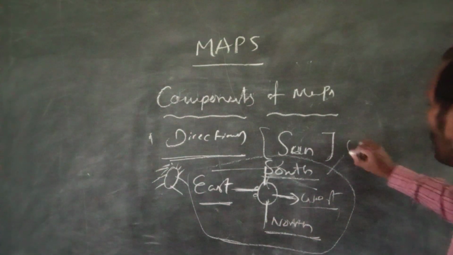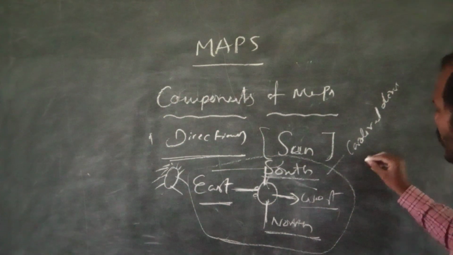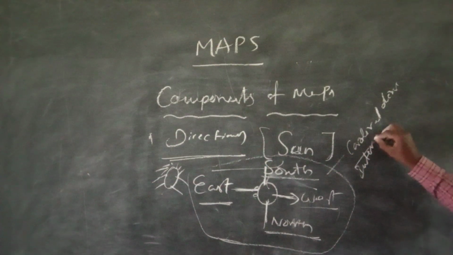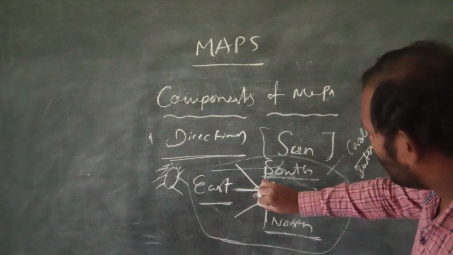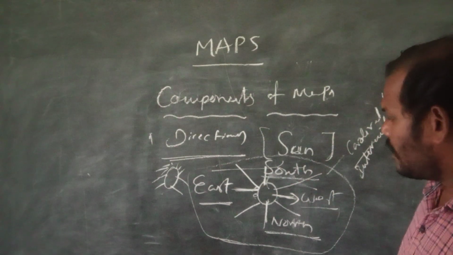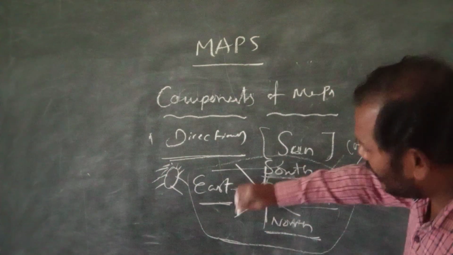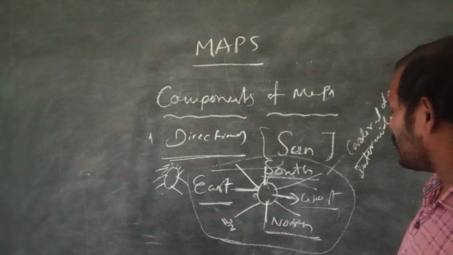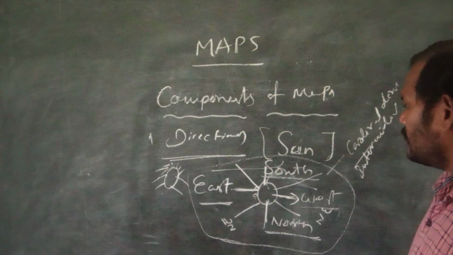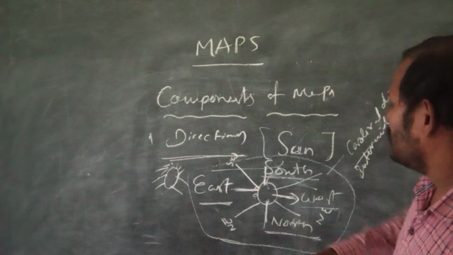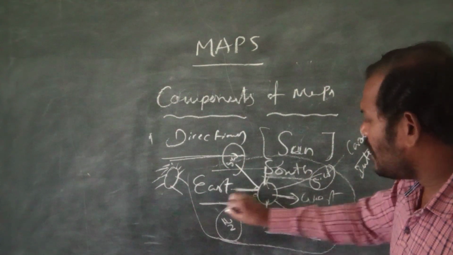The next one is intermediate directions. That means the corners. What is the corner between the east and north? It is called northeast. North and west, northwest. South and east, southeast. South and west, southwest. These are the intermediate directions.